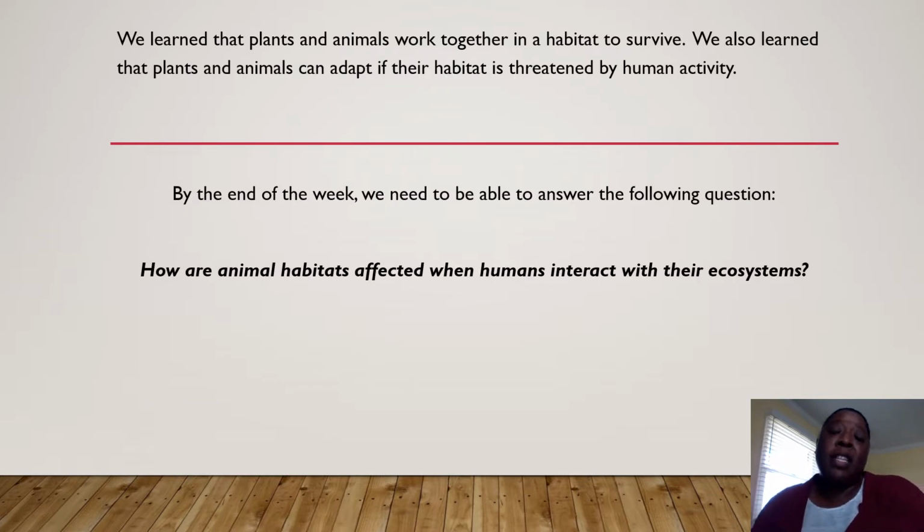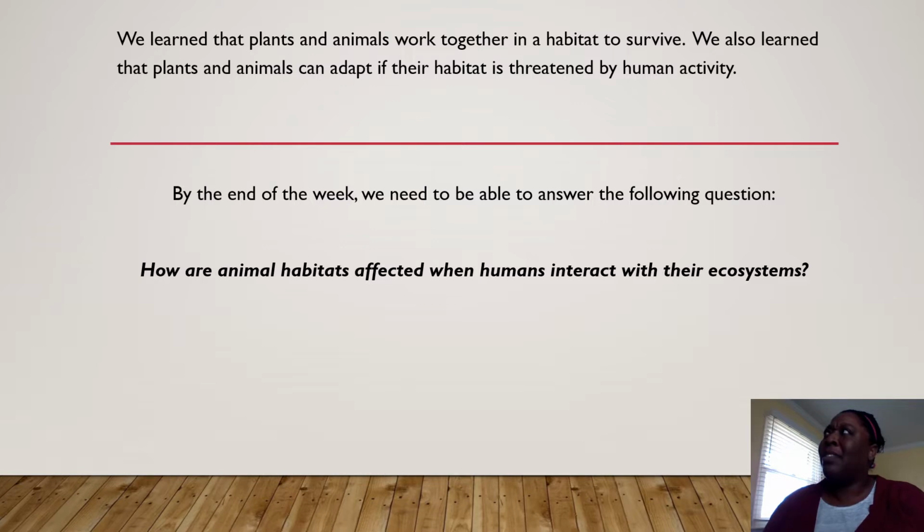We learned that plants and animals work together in a habitat to survive. We also learned that plants and animals can adapt in their habitat or if their habitat is threatened by human activity. By the end of this week, we need to be able to answer the following question. How are animal habitats affected when humans interact with their ecosystems?